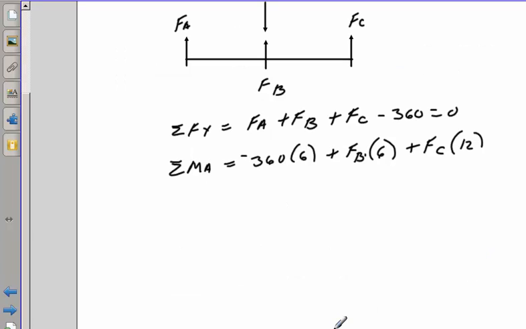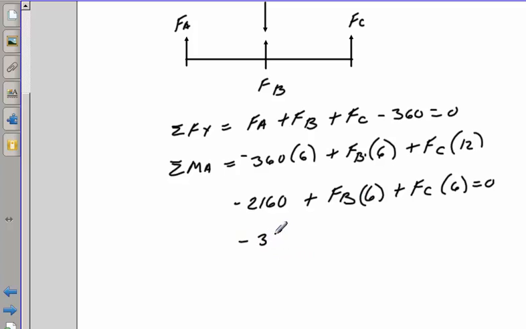Okay, simplify as much as we can here. For 360 times 6, this equation becomes minus 2160 plus F of B times 6 plus F of C times 6 is equal to 0, and we could just divide it by 6. I should have done that at the beginning. That gives minus 360 plus F of B plus F of C is equal to 0. Make sure I put that over here.